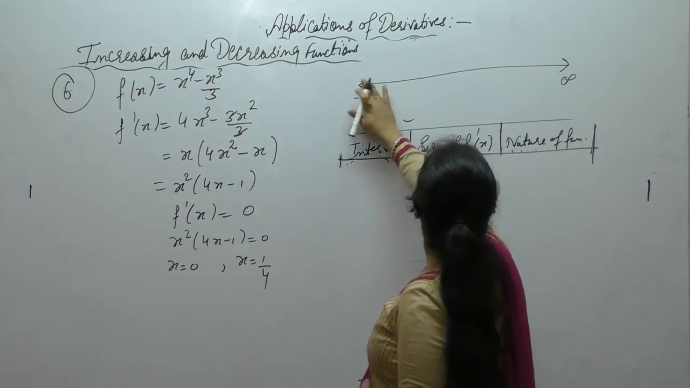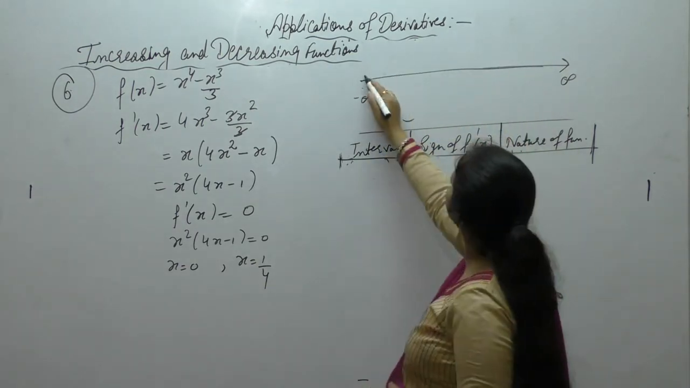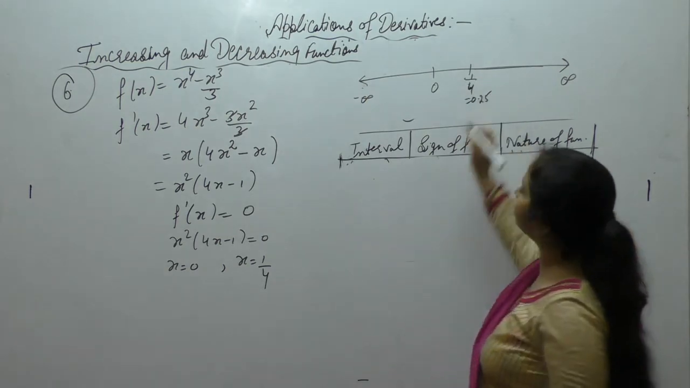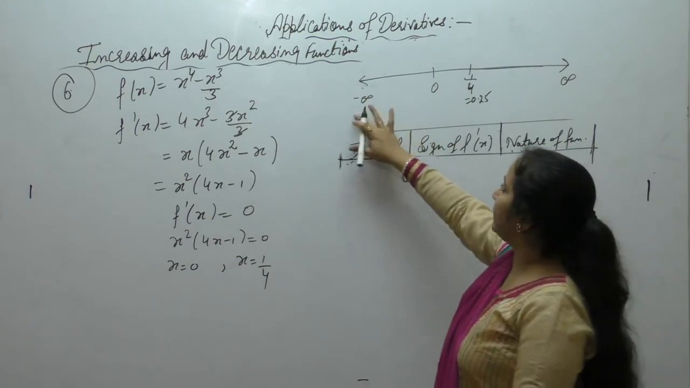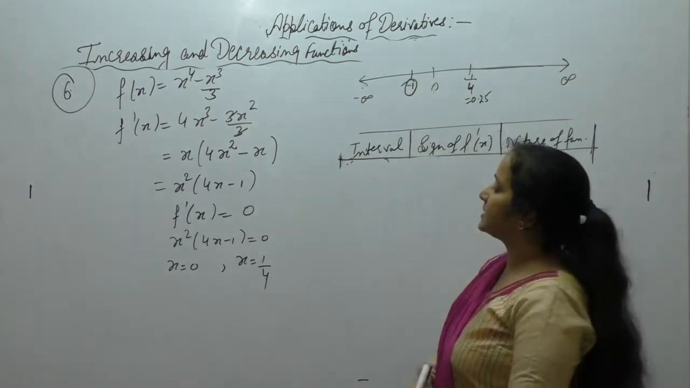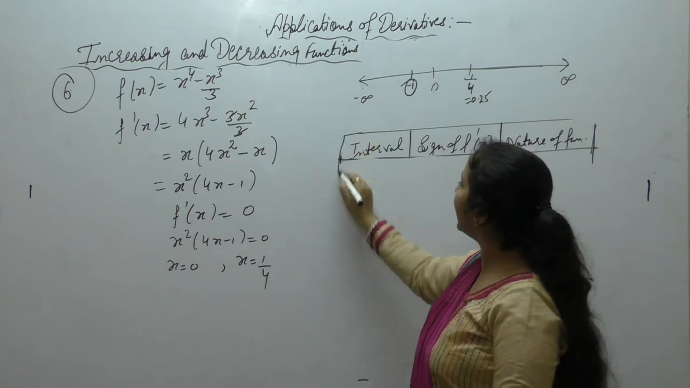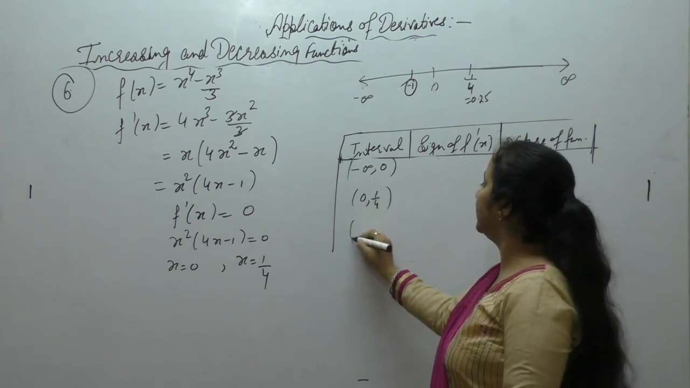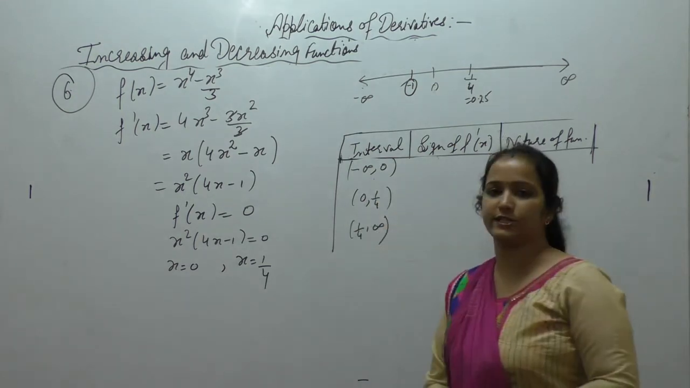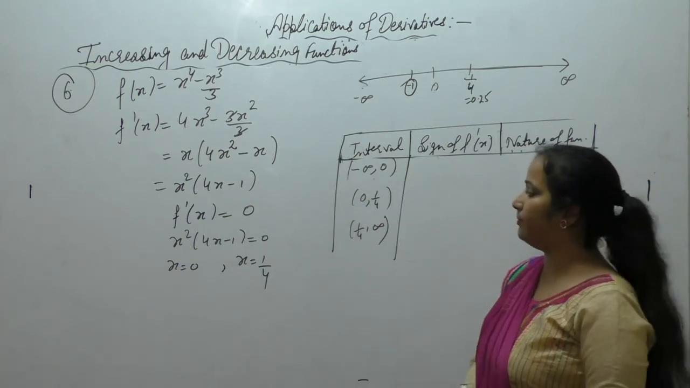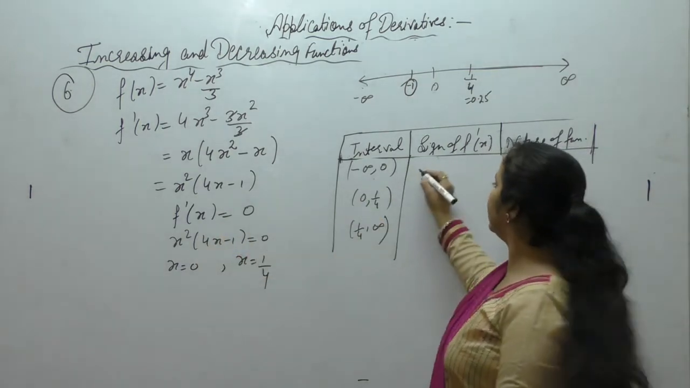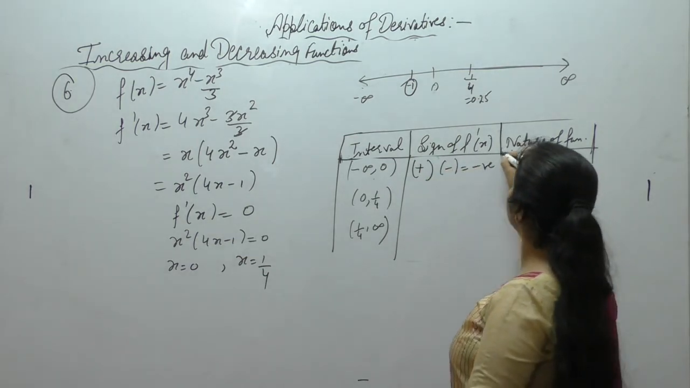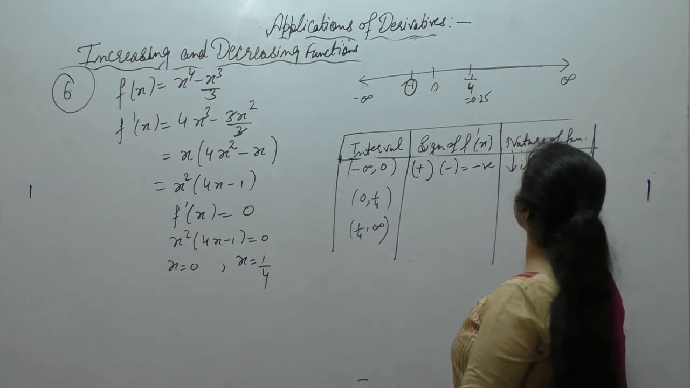Minus infinity to infinity. 0 and 1 by 4. 1 by 4 is 0.25. Between minus infinity to 0, let the number be minus 1. Now we will have to check for minus infinity to 0, 0 to 1 by 4 and 1 by 4 to infinity. Minus infinity to 0, minus 1. Whole square will be positive. Minus 4 minus 1, negative. Negative means function is decreasing.